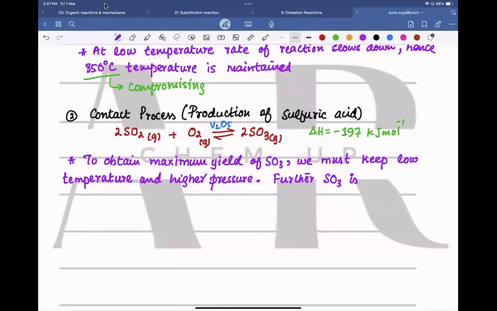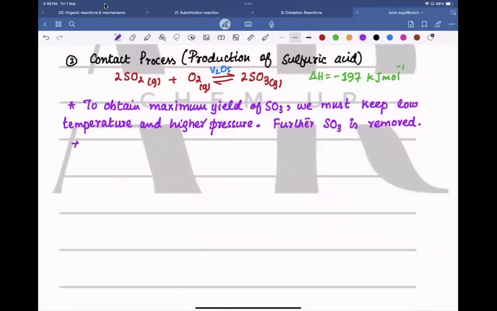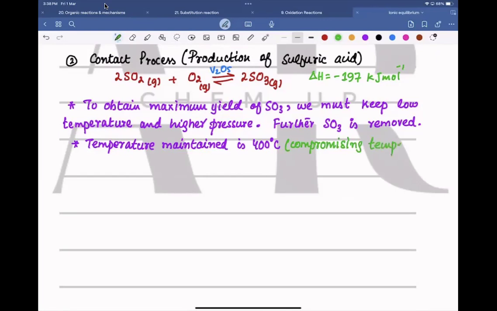Okay, so further SO3 is removed. So the equilibrium would again continue to shift in the forward direction if we remove the sulfur trioxide periodically. But again, for the same reason, the temperature that is maintained over here is 400 degrees Celsius. So see, we are not maintaining the lower temperature, and it's for the same reason that I have discussed earlier. So it's called compromising temperature.